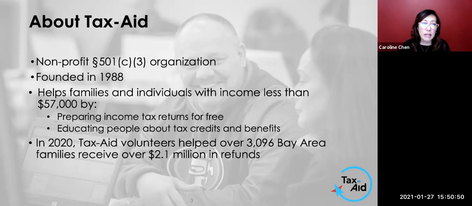A little bit about TaxAid. We are a nonprofit 501c3 organization founded in 1988. And our mission is to help families and individuals with income less than $57,000 by preparing their income tax returns for free and educating them about tax credits and benefits that they could receive from filing their income tax returns. We are proud to say that in 2020, TaxAid volunteers helped over 3,000 Bay Area families receive over $2.1 million in refunds.